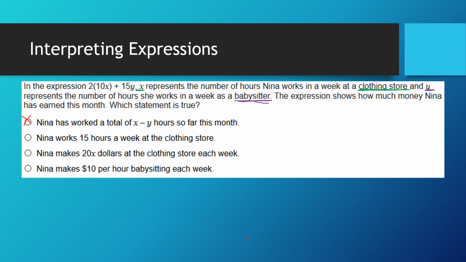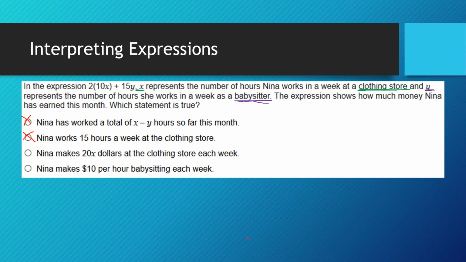The second option says Nina works 15 hours a week at the clothing store. Let's go see if that makes sense. The 15 in the problem is sitting next to the variable Y, and I know that Y stands for how many hours she babysits. So right there, that tells me that that's incorrect. The 15 is not attached to the clothing store. The 15 is attached to babysitting. But also, this option says that 15 is the number of hours. Well, I know that the number of hours is actually my 2 different variables. So 15 is not a variable. That's another reason why that one would be incorrect.